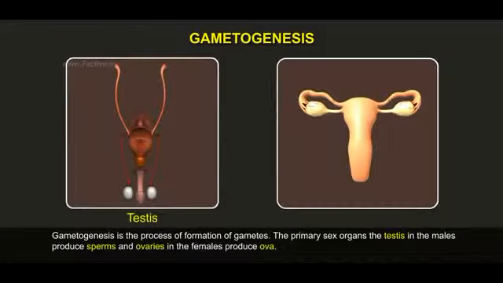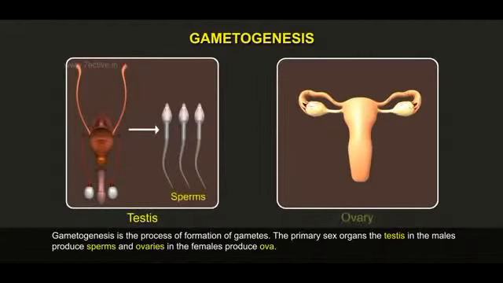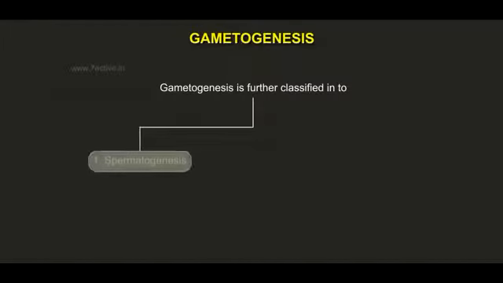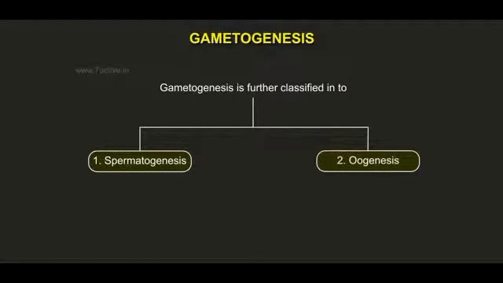The testes in the males produce sperms and ovaries in the females produce ovum. Gametogenesis is further classified into 1. Spermatogenesis, 2. Oogenesis.